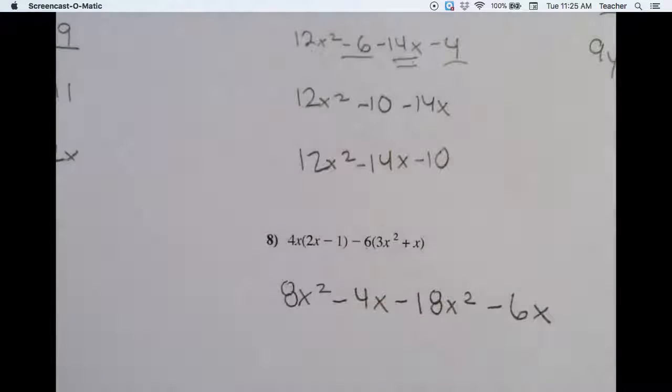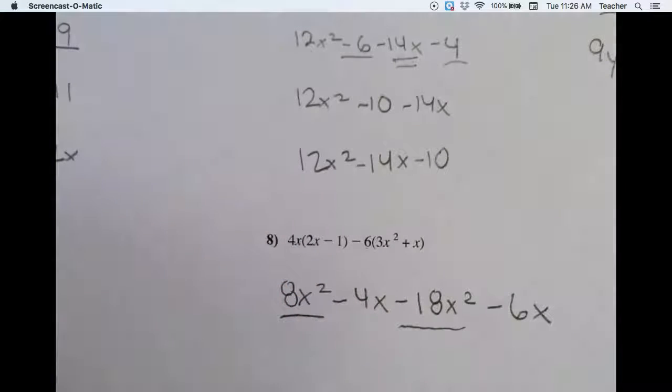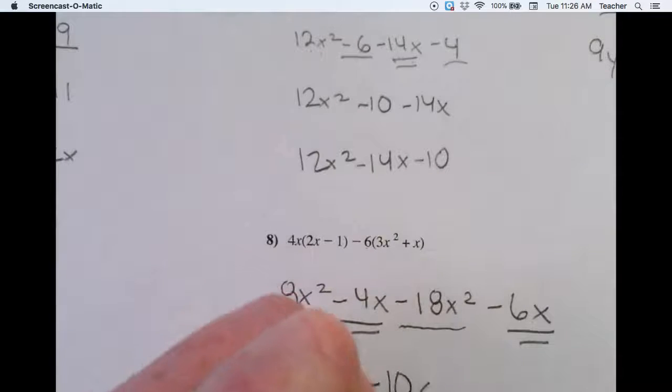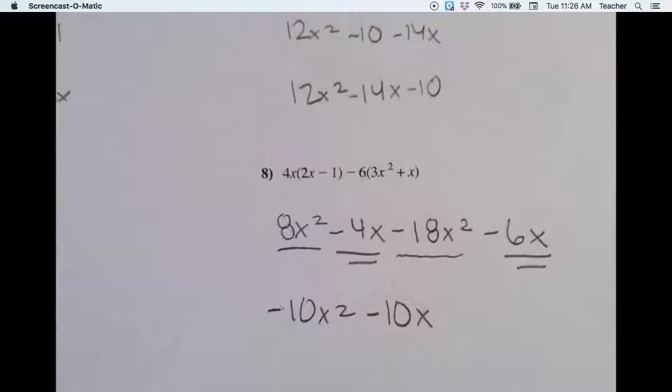Just going to pause there for a moment. When you take an x times an x, it becomes x squared. Just like if you took 3 times 3, it becomes 3 squared, which is 9. Now we go to combine like terms. 8x squared minus 18x squared. So that's going to be -10x squared. And we've got -4x, -6x. That's -10x. Sorry about that. And that is your final answer. Okay? All right.